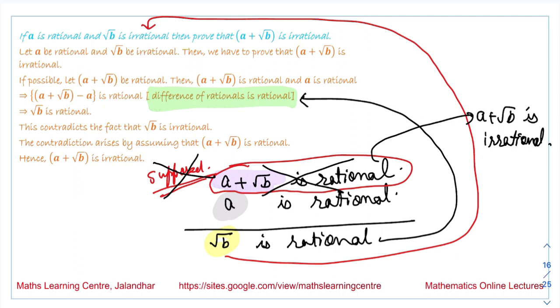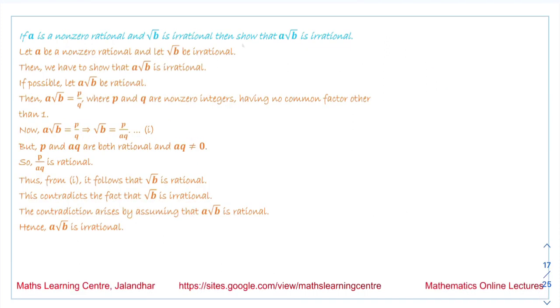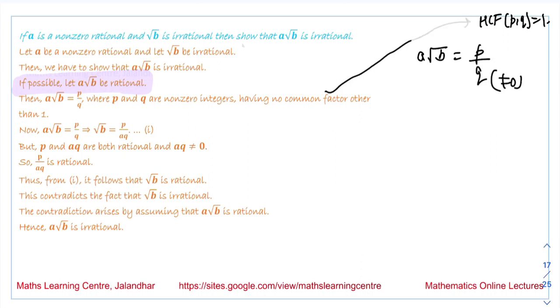Now the next result we have, if a is a non-zero rational and root b is irrational, then we have to show that a root b is irrational. Now suppose we are saying, if possible, a root b be a rational number. If a square root b is a rational number, then it means we can write it in the form p by q, where p and q are non-zero integers. We are saying q is not equal to 0, and HCF of p and q is equal to 1, that is, they have no common factor other than 1.